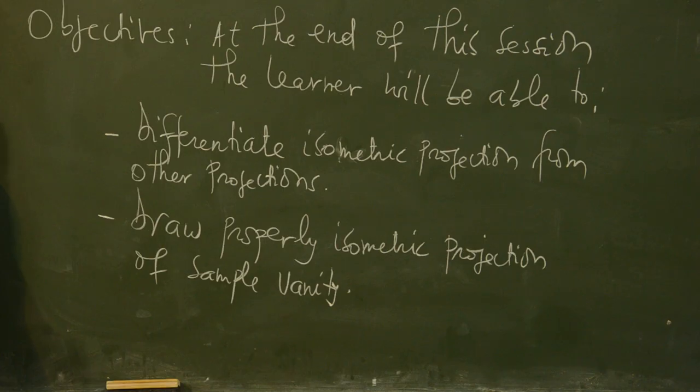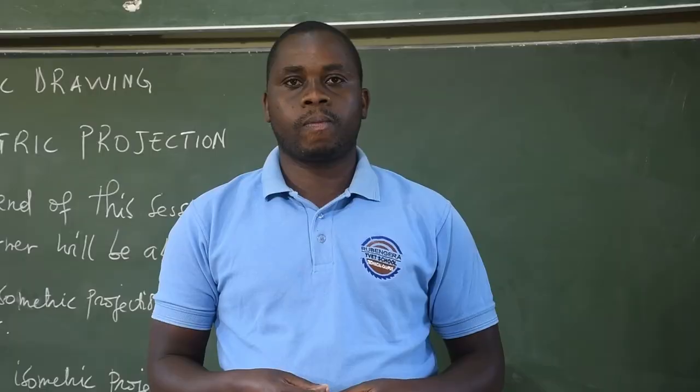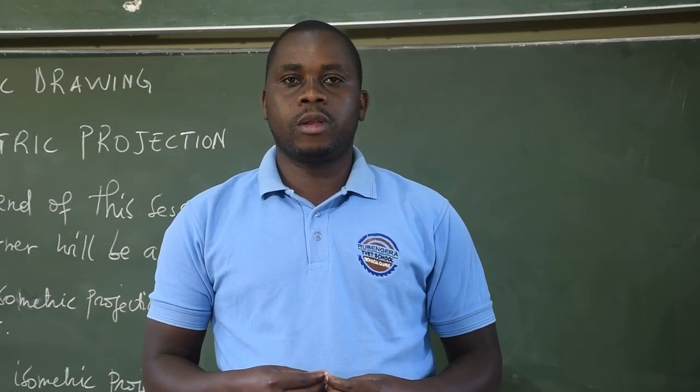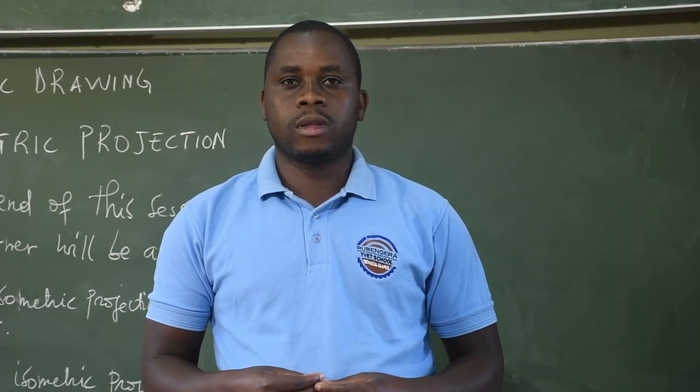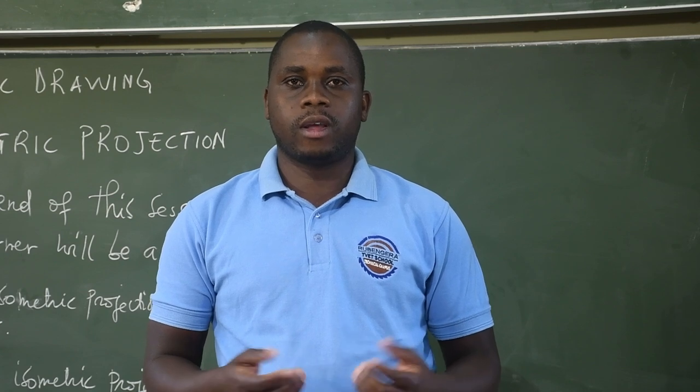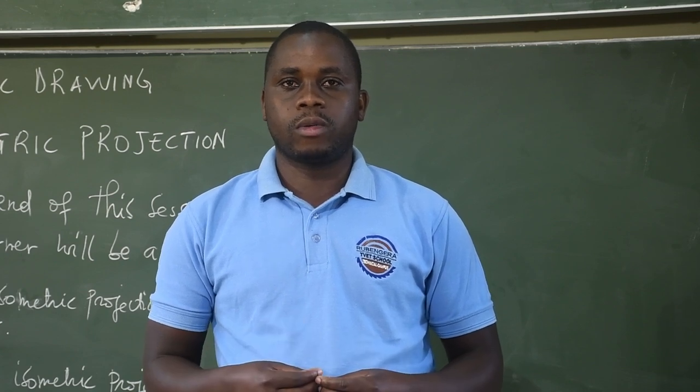In this lesson, we have 2 objectives, where at the end of this session, the learner will be able to differentiate isometric projection from other projection. Then, objective number 2 is that at the end of this session, the learner will be able to draw properly isometric projection of sample vanity. I encourage you to follow well and take notes so that later you understand properly what you are talking about.